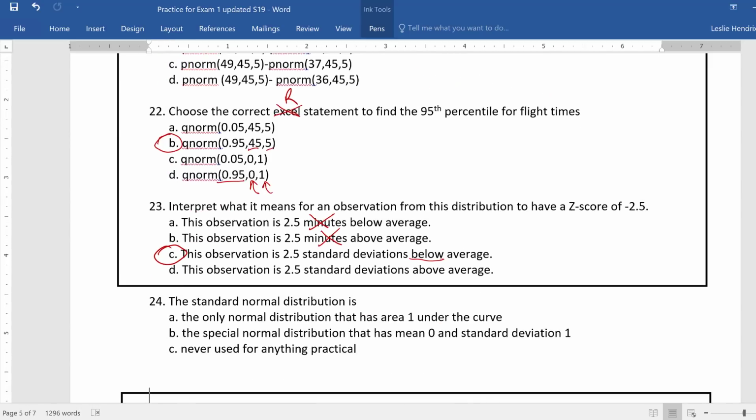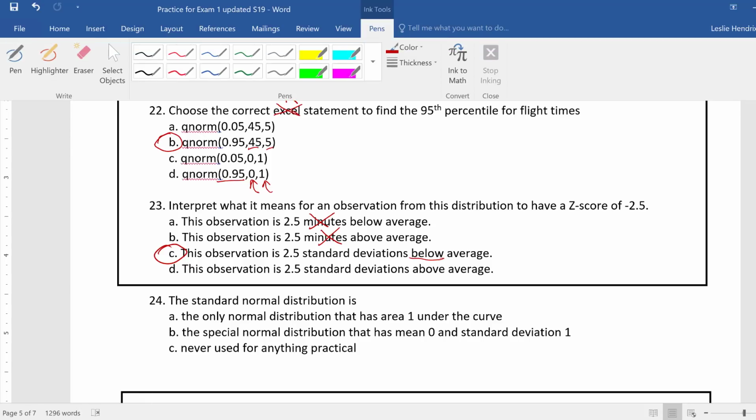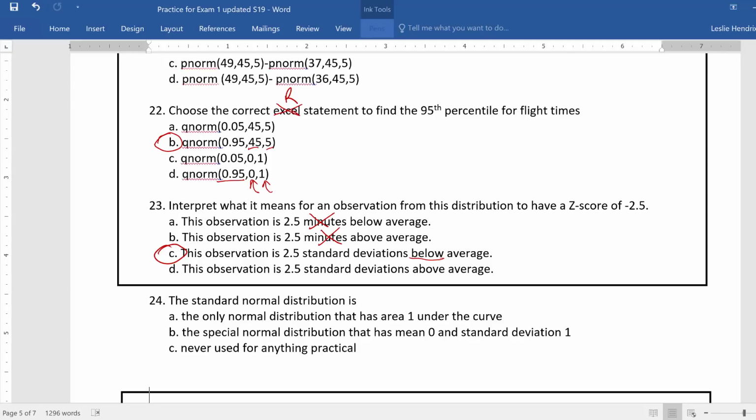All right, and what is the standard normal distribution? The standard normal distribution is the special normal distribution that has mean 0 and standard deviation 1. All distributions in statistics have area 1 under the curve. So it is not the only normal distribution that has area 1 under the curve, and it definitely is used for practical situations.